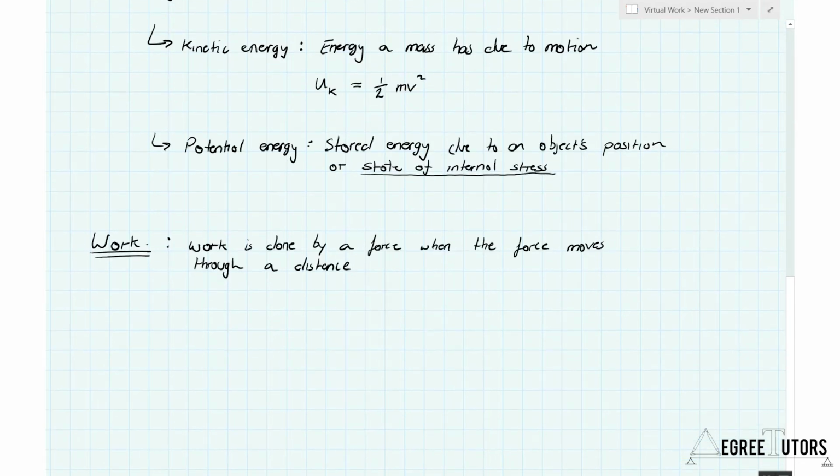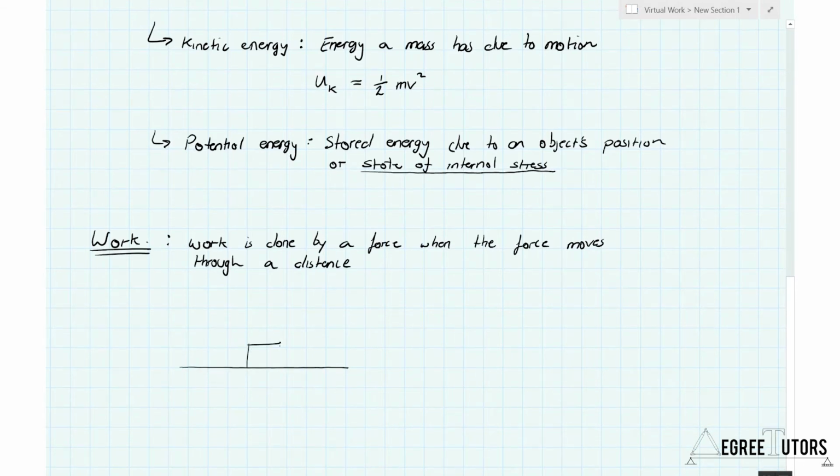Okay, so let's think about a basic scenario here. We've got some frictionless plane. We have, let's say, some mass m that's sitting on that plane. We apply a force F to the mass, and that's going to cause our mass to move through some distance, which we'll just call delta. Okay, so F is going to move through the same distance, delta.